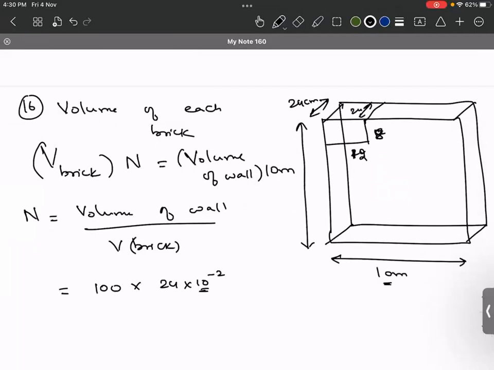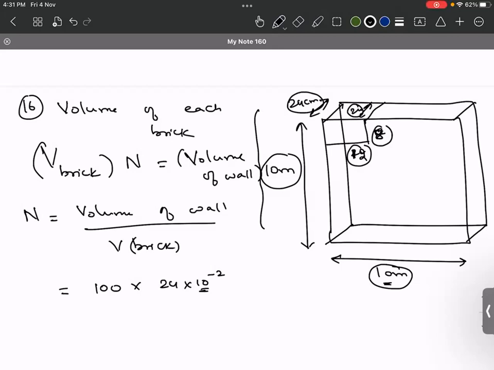So I hope you all read the question, right? There is a wall that is built of length 10 meter, height 10 meter, and thickness 24 centimeter. Now, obviously, to build this, we need bricks. Each brick's dimension is going to be 24 into 12 into 8. They're asking how many such bricks are needed to construct this wall.